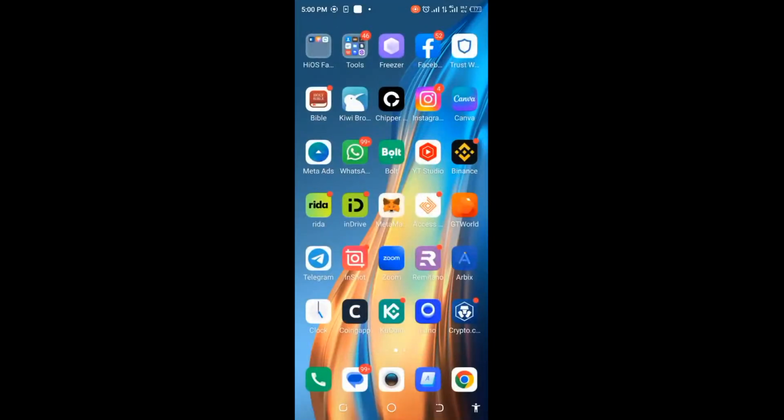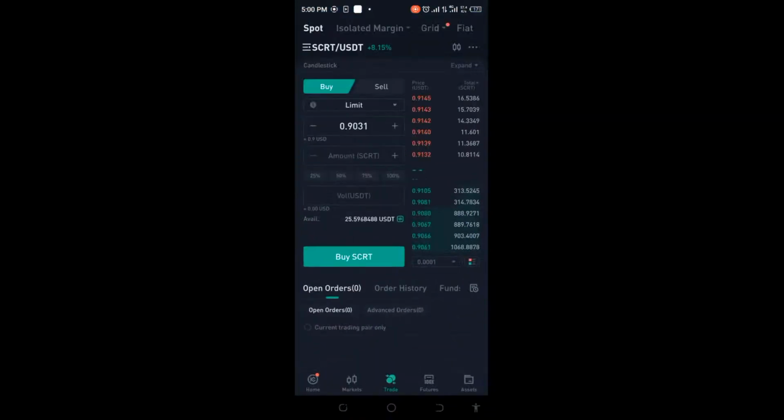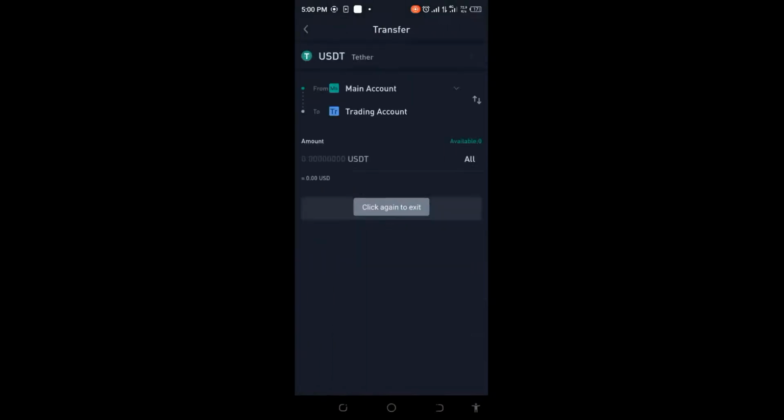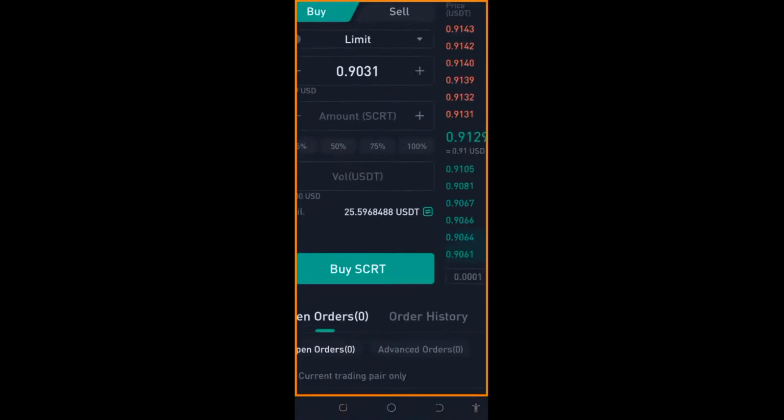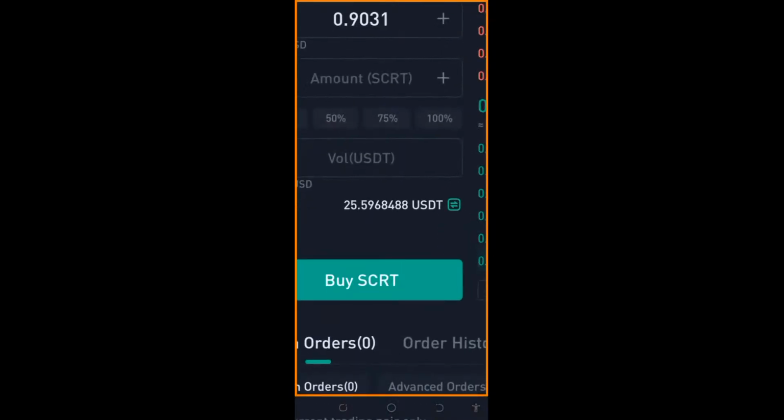Now, what are we getting here? This is always the moment of truth, right? What are we getting here? We're getting 25 point, okay, that was not supposed to be done. We're getting 25.59, which is actually a profit.